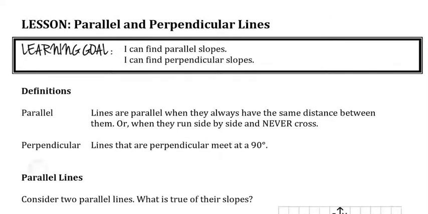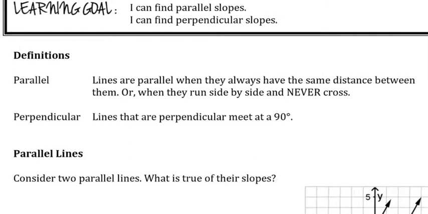We've talked about parallel lines before, and you know this word very well, I think, parallel. It has all kinds of applications. Just growing up, you hear that word here and there, right? Parallel lines are lines that always have the same distance between them, and when they run side by side, they never cross.